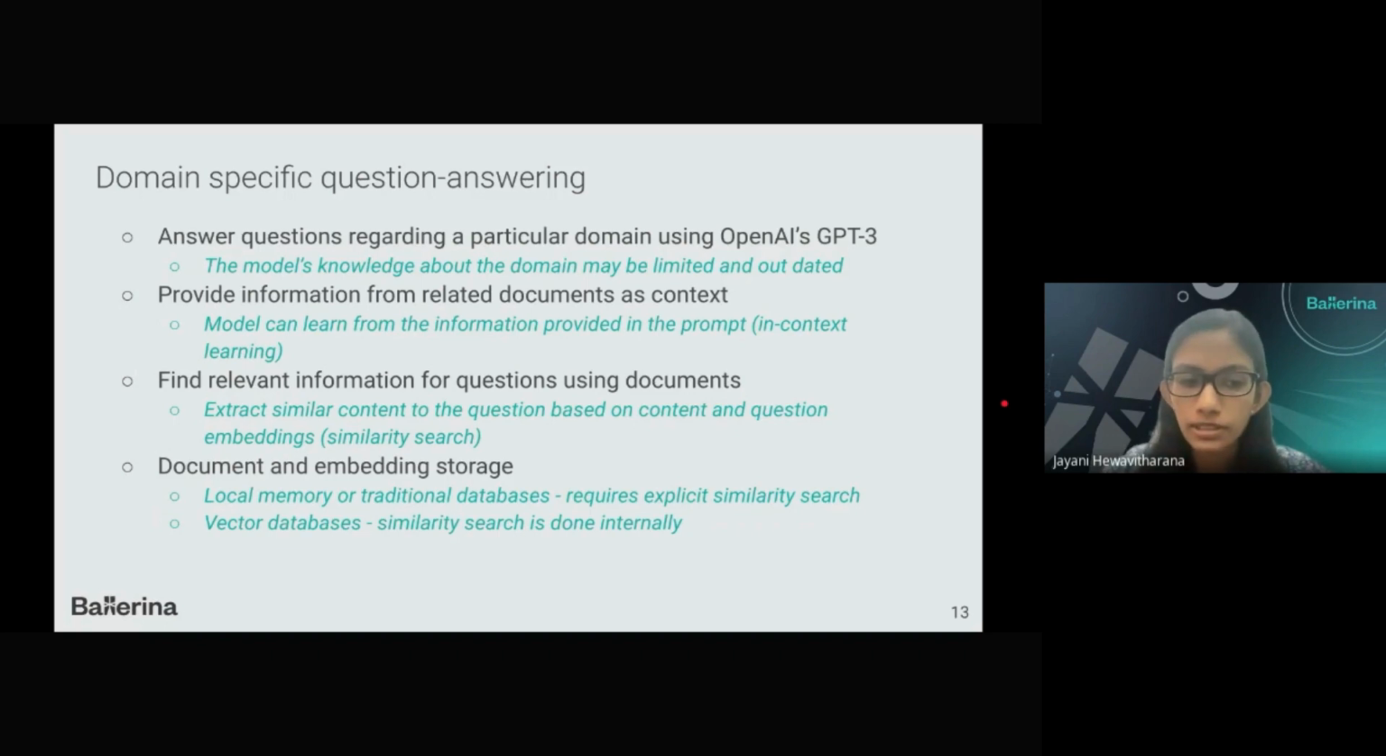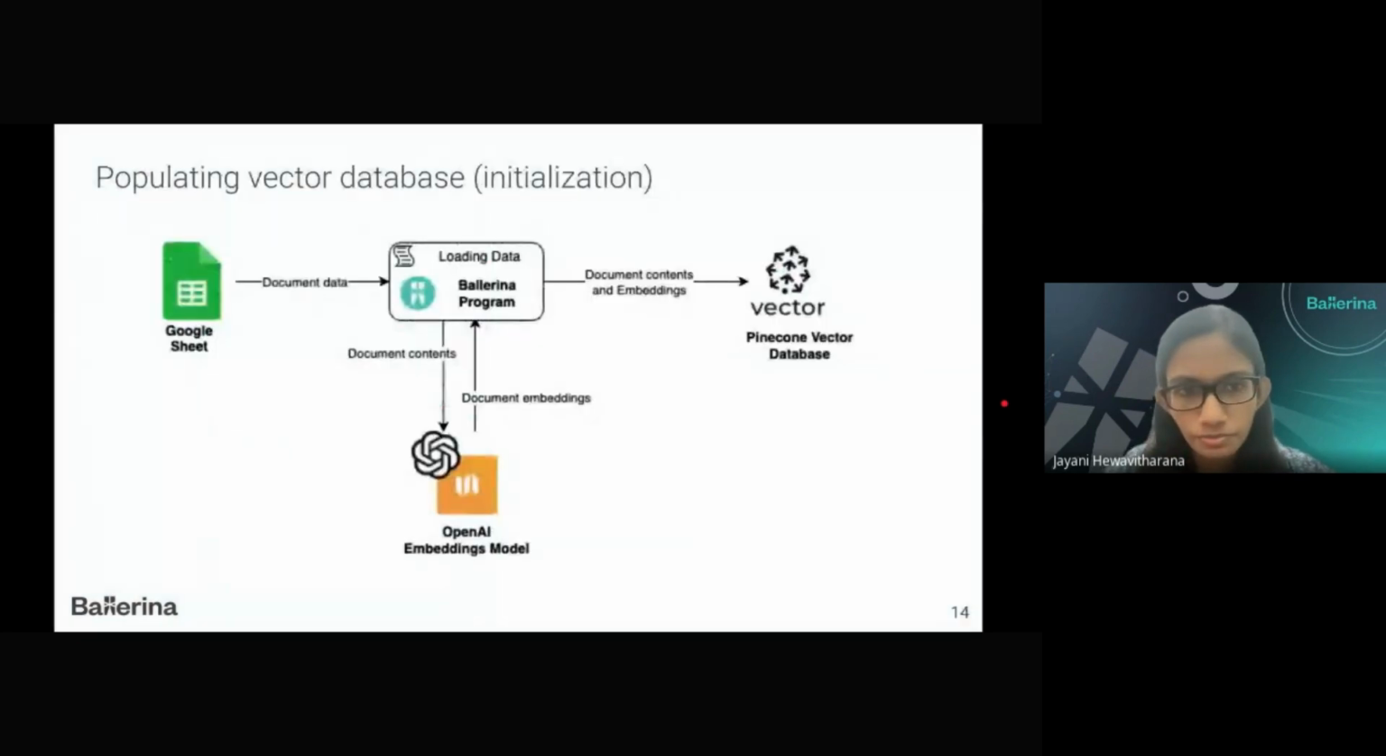The other option would be to use vector databases. Using vector databases, we can store the documents and the embeddings in the database. And when we want to retrieve the similar documents, we can send the embedding of the question to the database, and it will internally do the similarity search and fetch the relevant documents for us. So for this demo, we will use vector databases for storage.